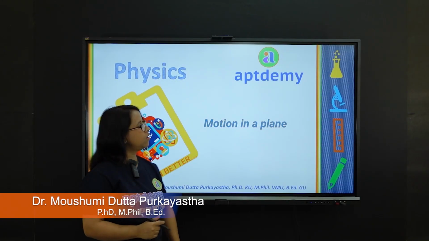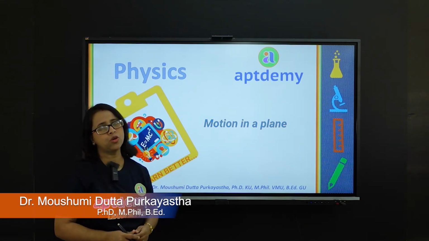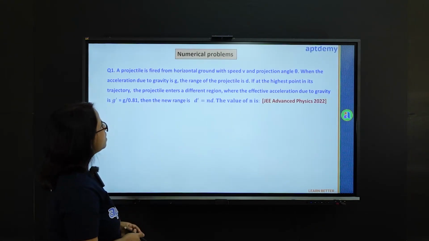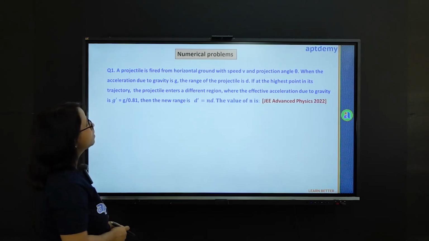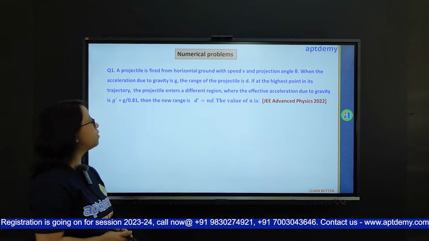Hello everyone, this is Moshami and today I am here with some problems on motion in a plane. So let's look at the first one. This has appeared in JEE Advanced in the year 2022.